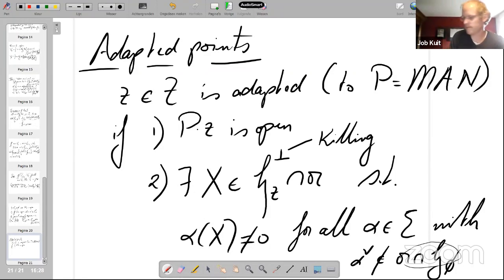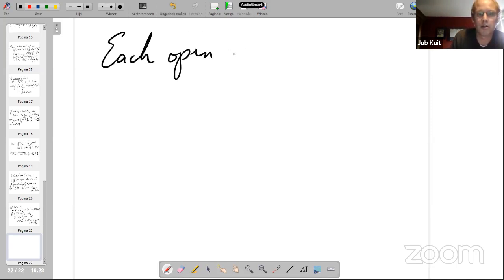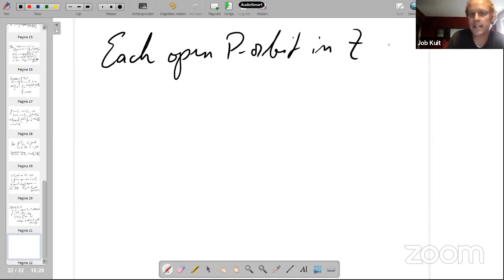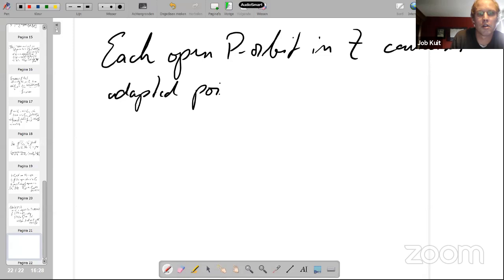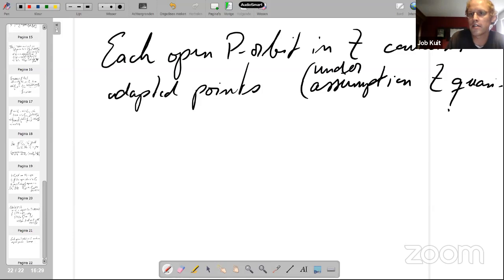Okay, so why would these points be better than other points? Let me try to explain that. First of all, these points tend to exist under an assumption. Each open P orbit in Z contains adapted points. And this follows from the local structure theorem. But here I have to make an assumption, under the assumption that Z is quasi affine. This is not a big problem.